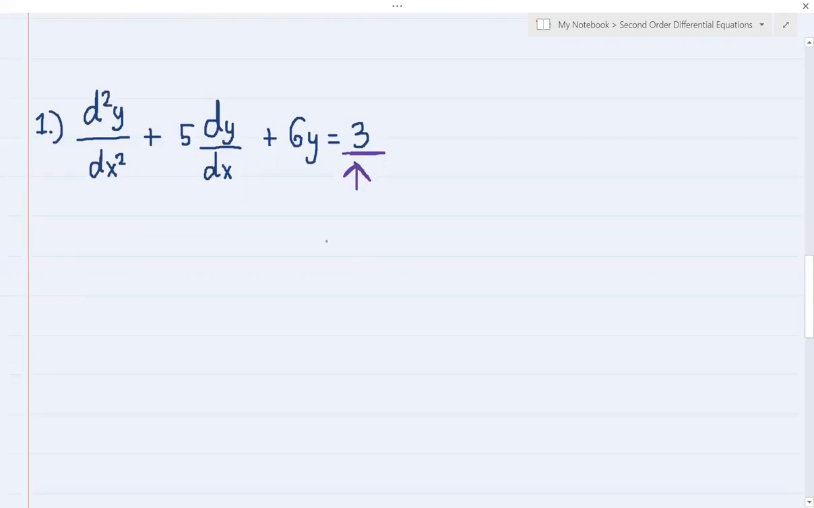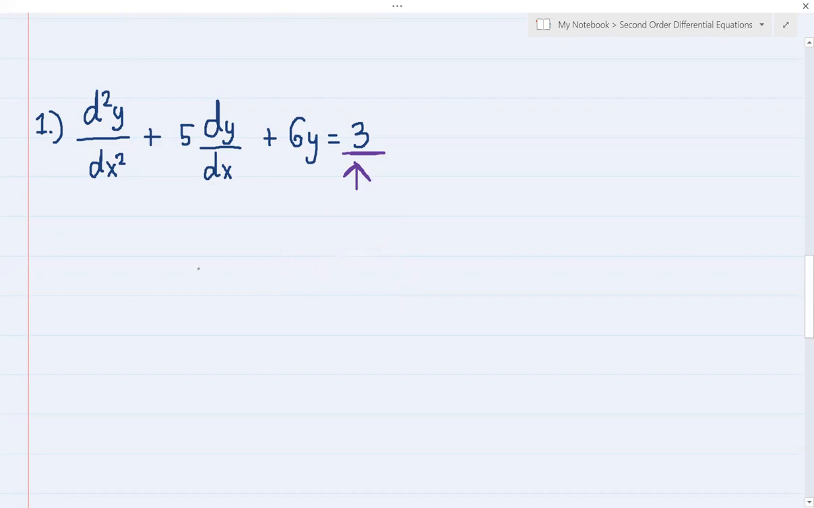So remember, what is the general solution for a non-homogeneous second-order differential equation? It is y is equal to u plus v. Okay? Remember this one.